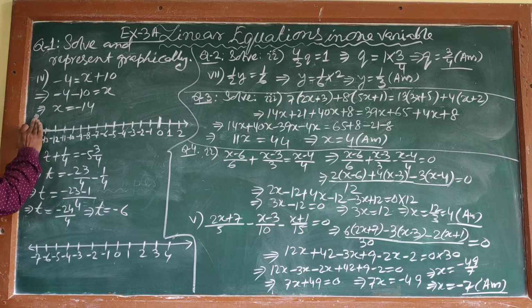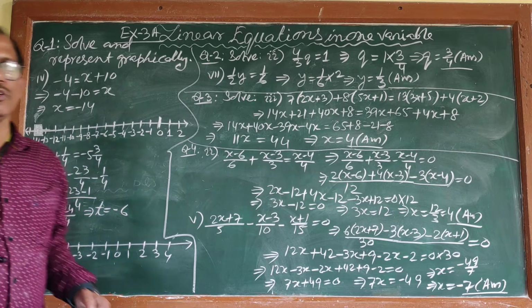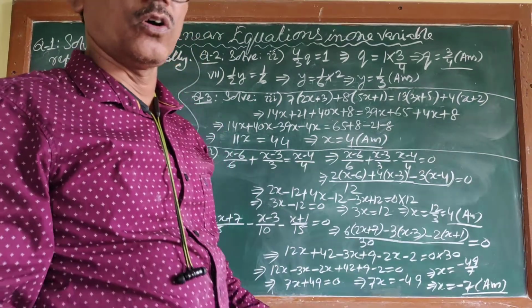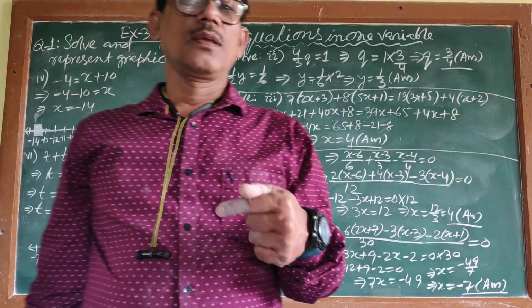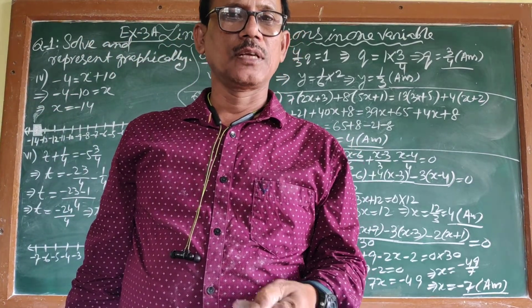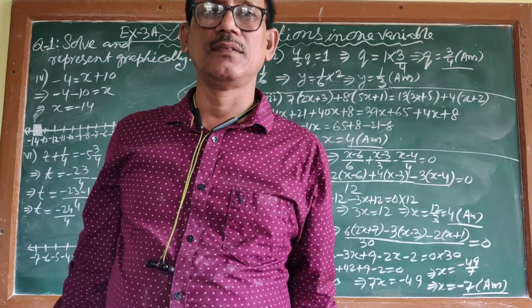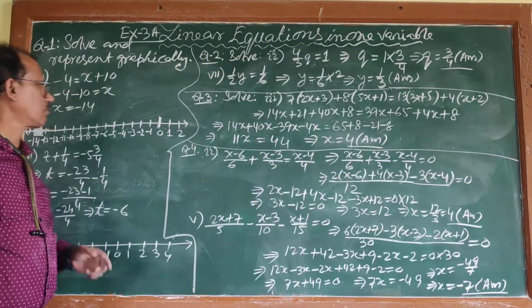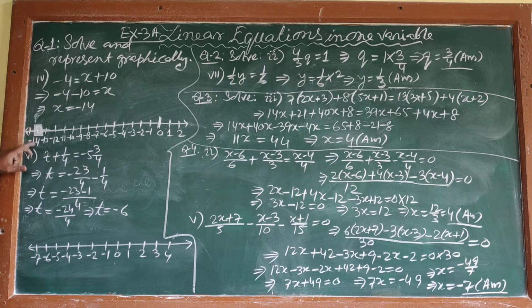Could you understand? See, why is it called linear? Because when you represent the solution graphically, you will find a line. So from line, the word linear came. So it became minus 14 here. I have taken another example, the 6th one, question number 1, 6th one: t plus 1 by 4 is equal to minus 5 over 3 by 4.